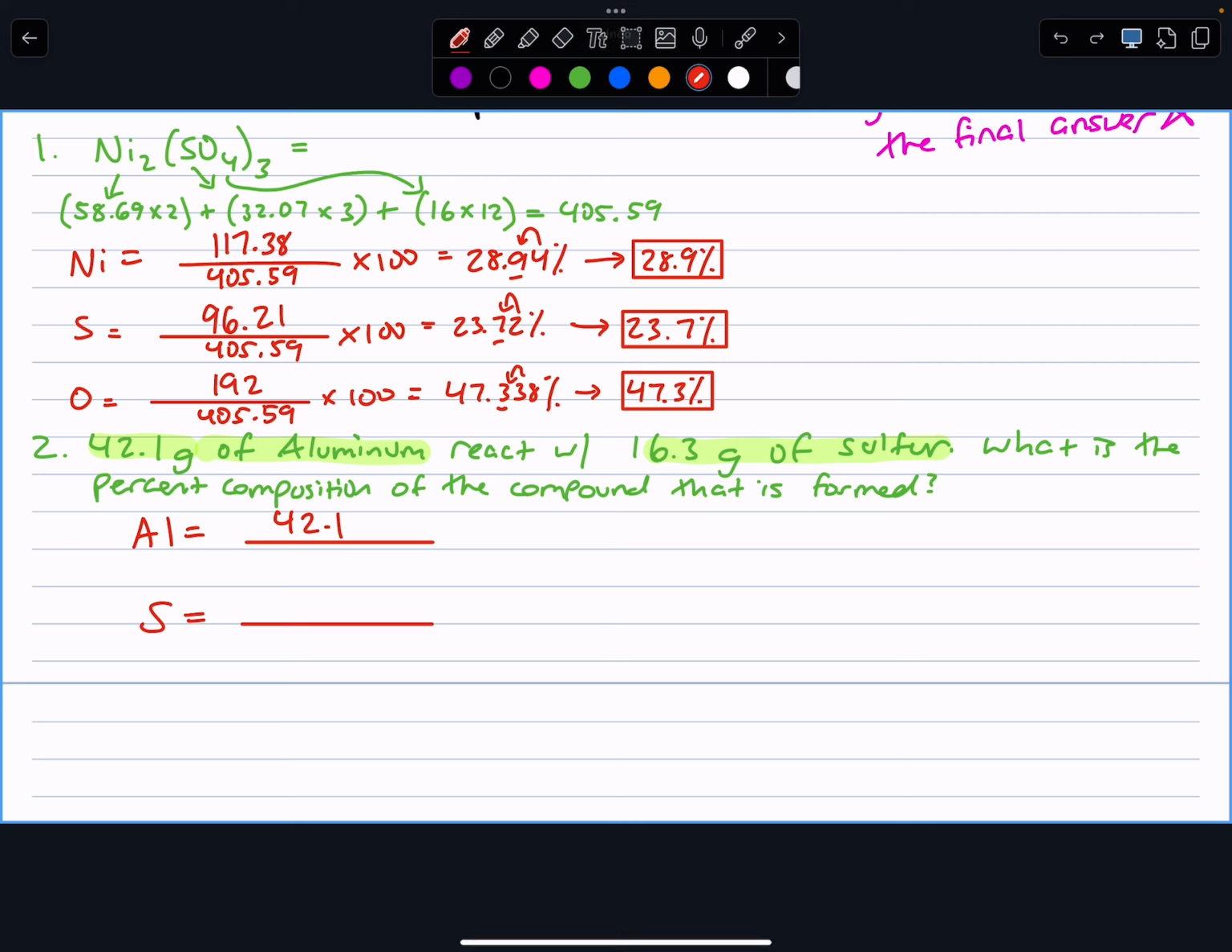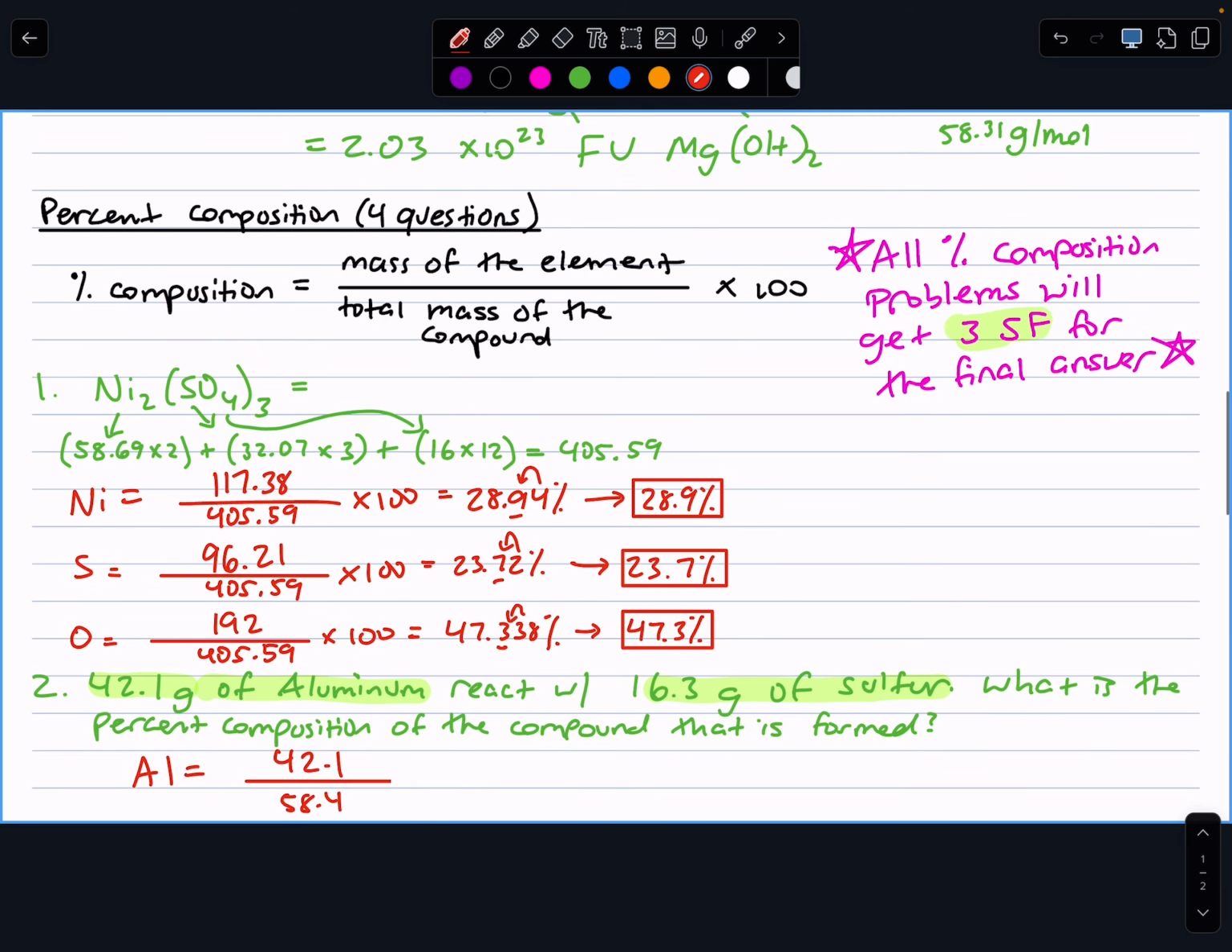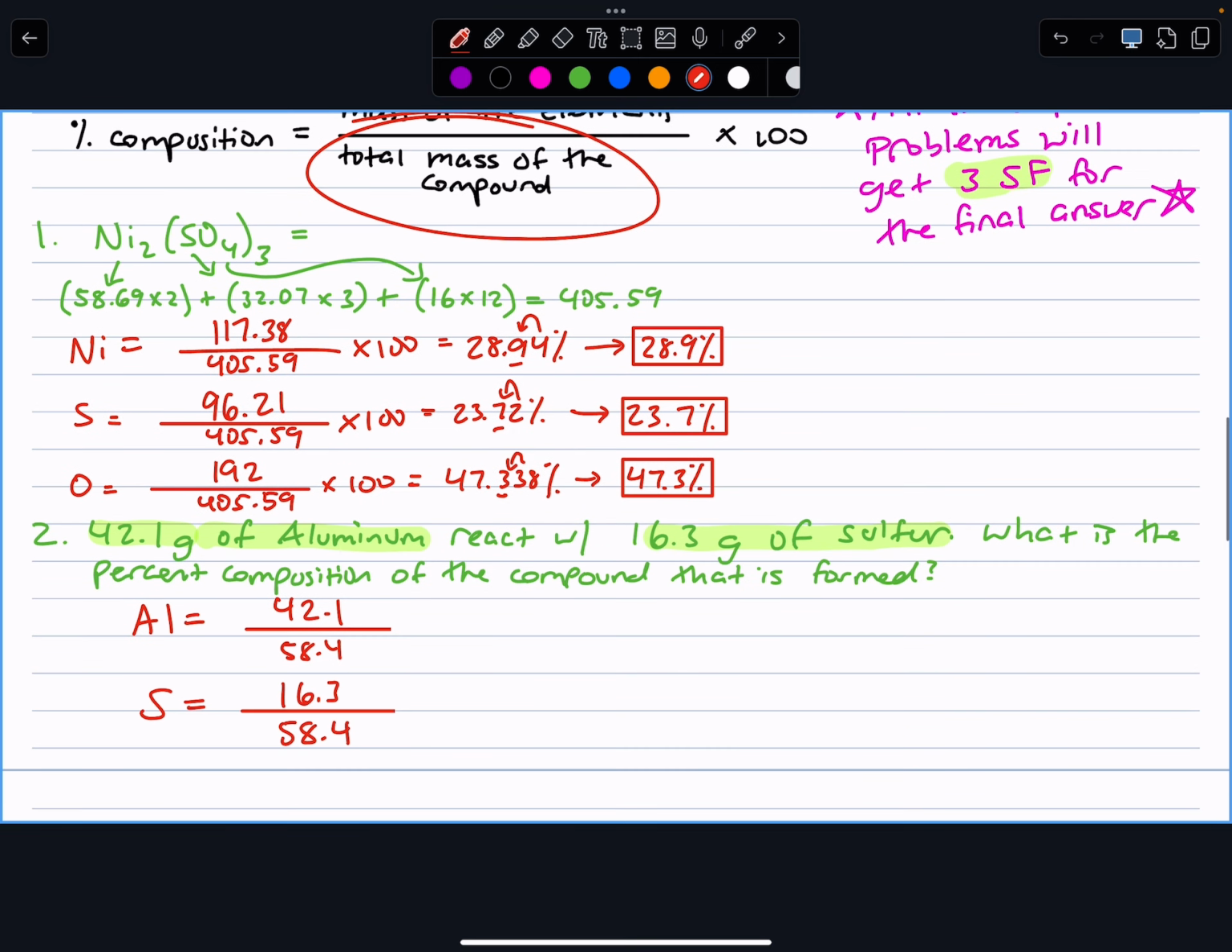Okay, good. How do I get the total mass of this compound? Good. So I'm not using the periodic table for this. Do you see that? Careful. Okay, what is 42.1 plus 16.3? So that will go where? Good. That is my total by adding them together. Times 100. What's aluminum's percent composition?